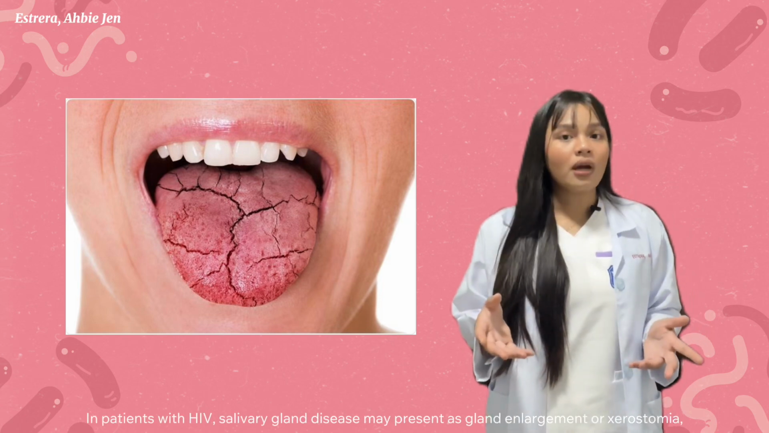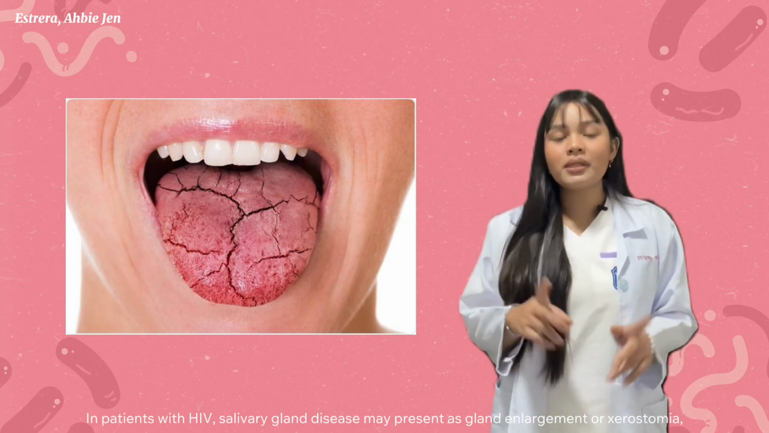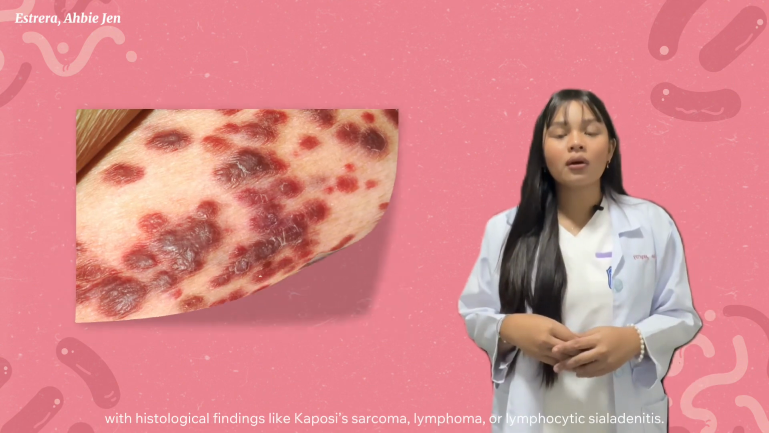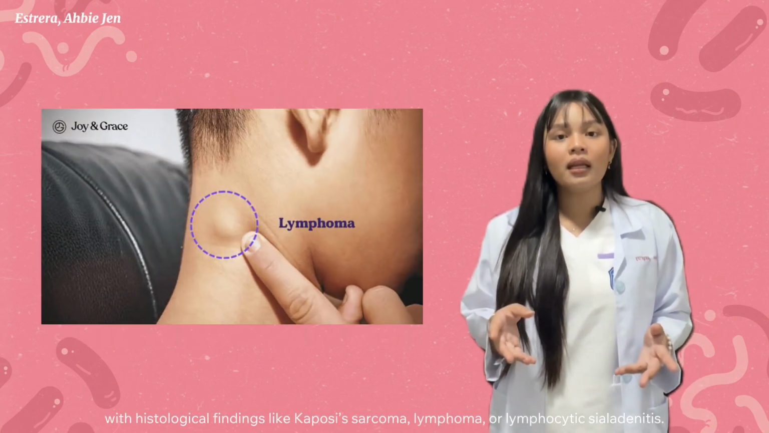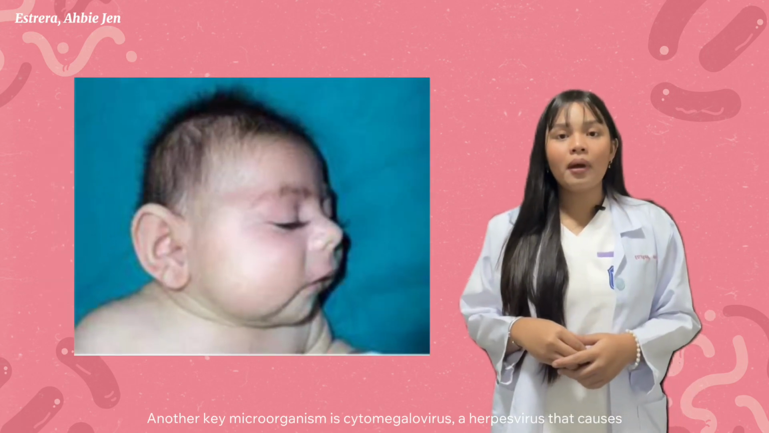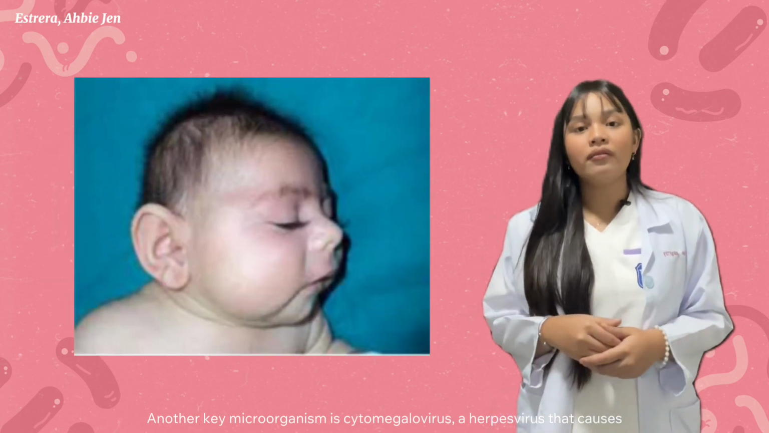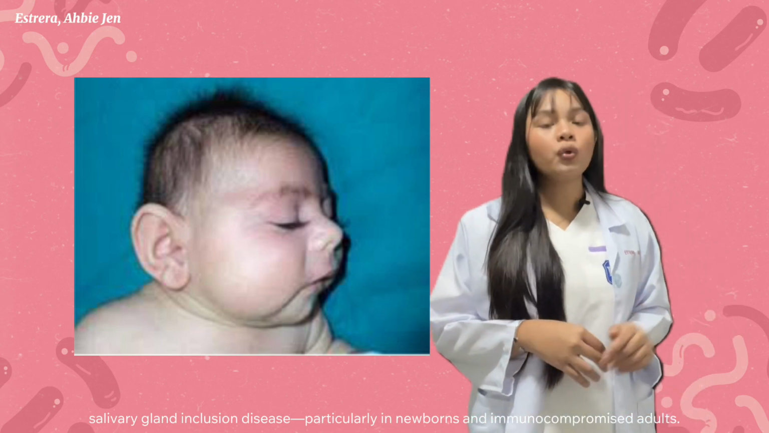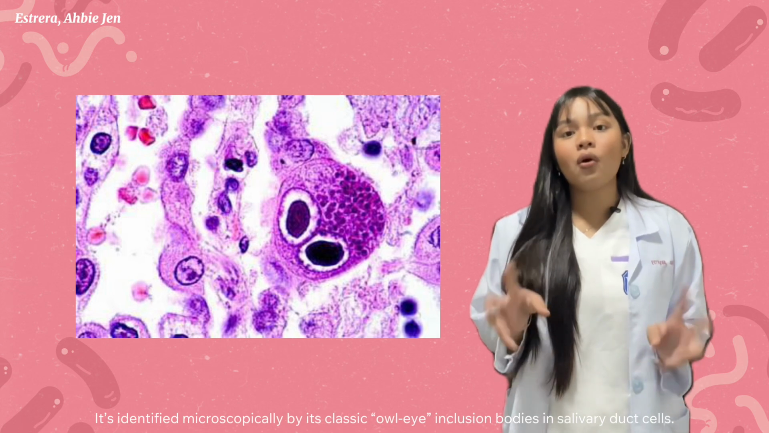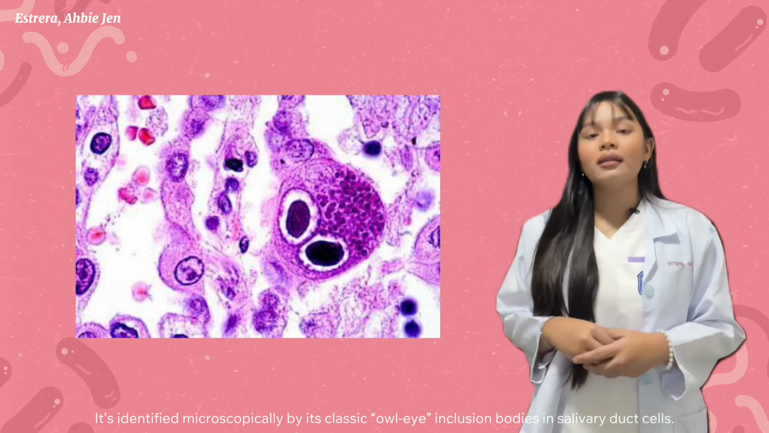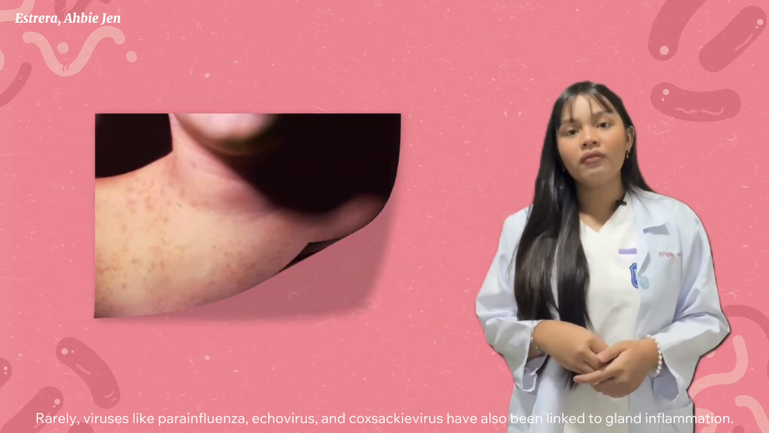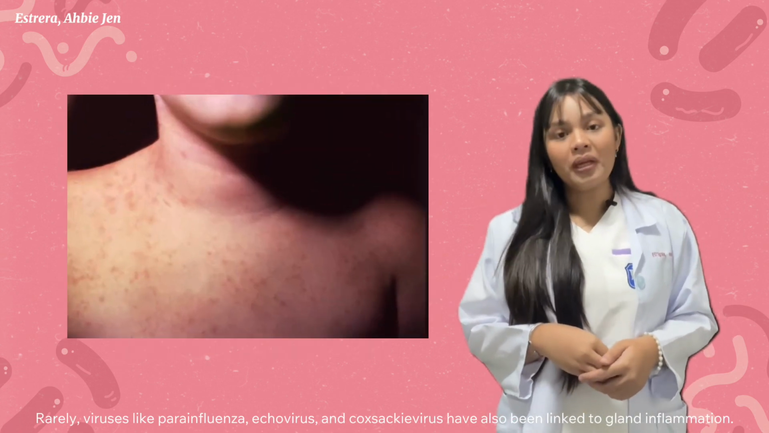In patients with HIV, salivary gland disease may present as gland enlargement or xerostomia with histological findings like Kaposi sarcoma, lymphoma, or lymphocytic sialadenitis. Another key microorganism is cytomegalovirus, a herpes virus that causes salivary gland inclusion disease, particularly in newborns and immunocompromised adults. It is identified microscopically by its classic owl-eye inclusion bodies in salivary duct cells. Rarely, viruses like parainfluenza, echovirus, and Coxsackie virus have also been linked to gland inflammation.